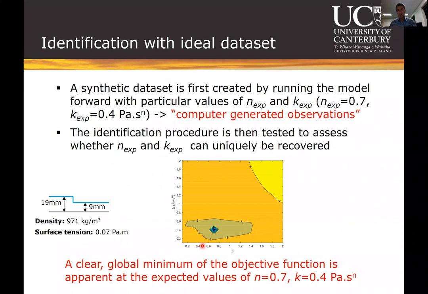And this is what we see here on that graph, which plots the logarithm of the objective function, and this is what those contours show. On the x-axis we've got N, and on the y-axis we've got K. Those contours clearly show that we've got a minimum, and this minimum is correctly located at N equal 0.7 and K equal 0.4, which were the values we used for the direct problem. So this is a sanity check to ensure that the problem has a unique solution, and this seems to imply that it does.